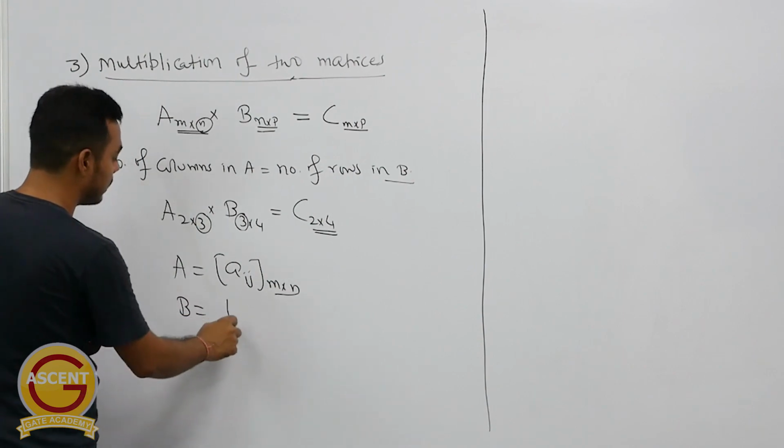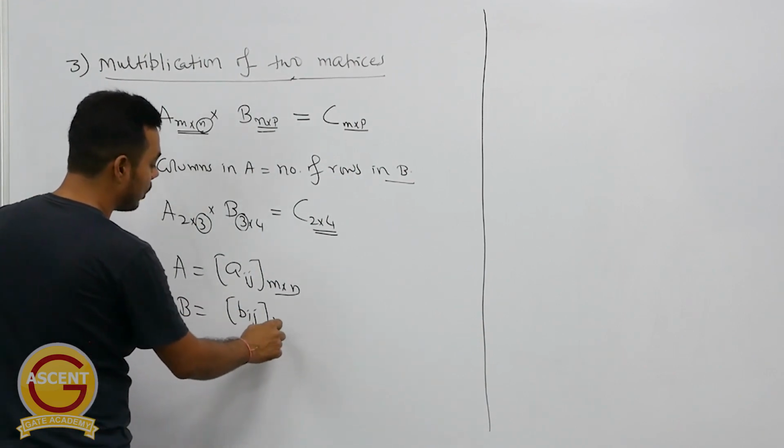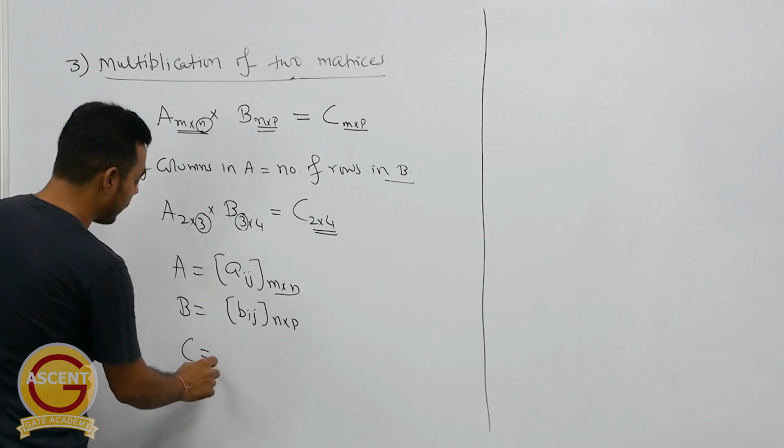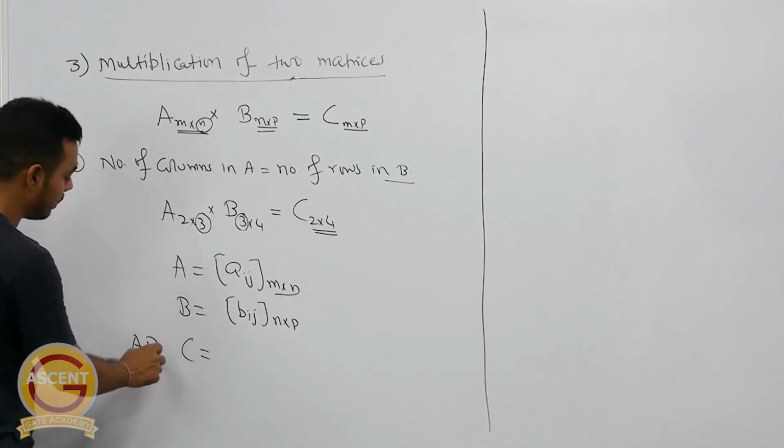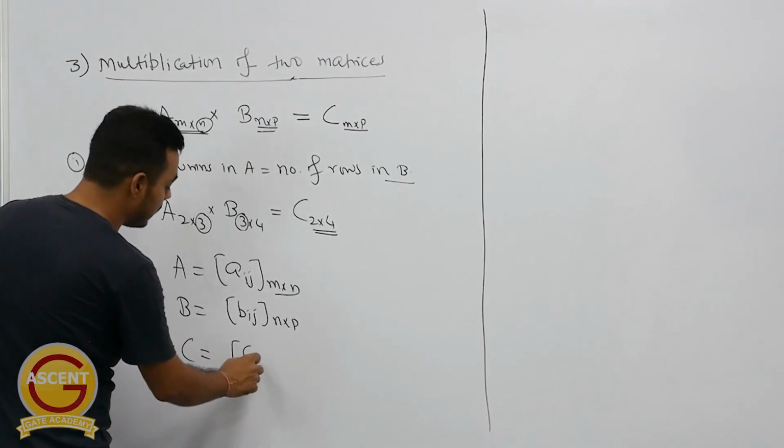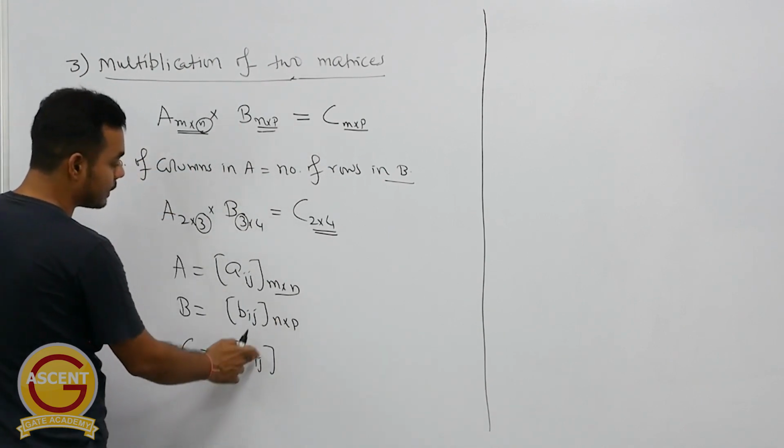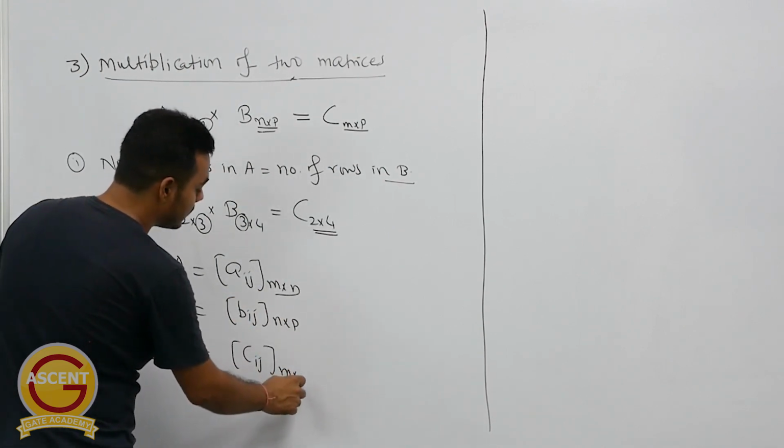Matrix B is Bij, order is N into P. And matrix C, which is the product of A and B, is Cij, and the order of this matrix C will be M into P. So these are the three matrices.